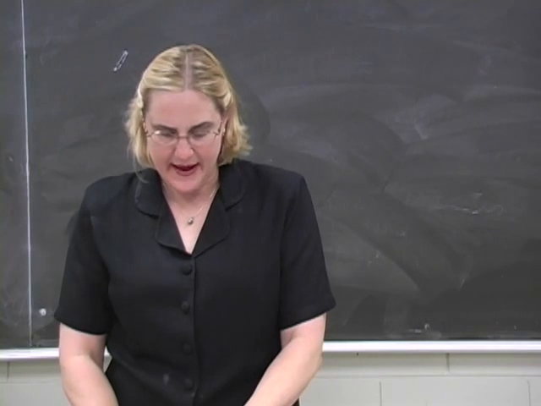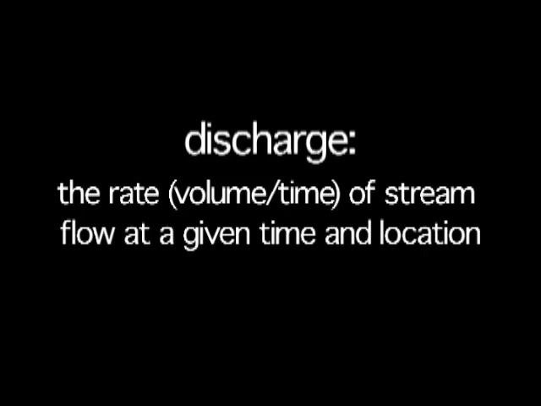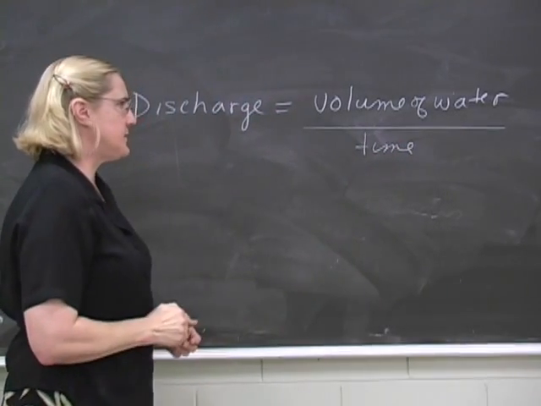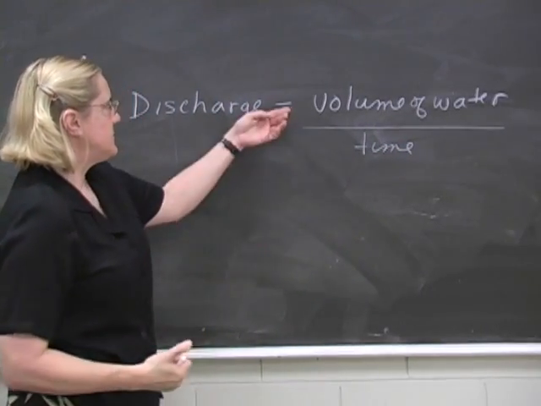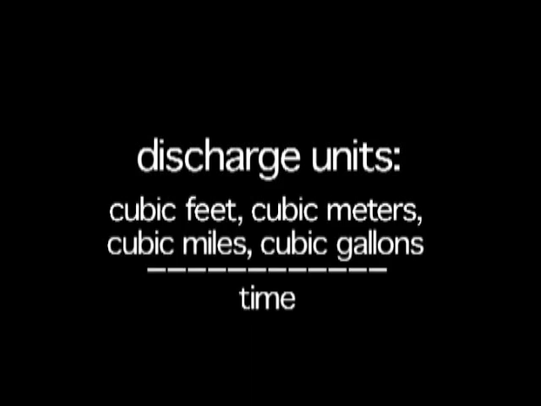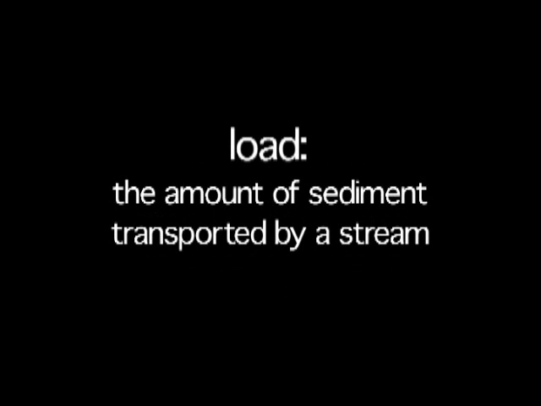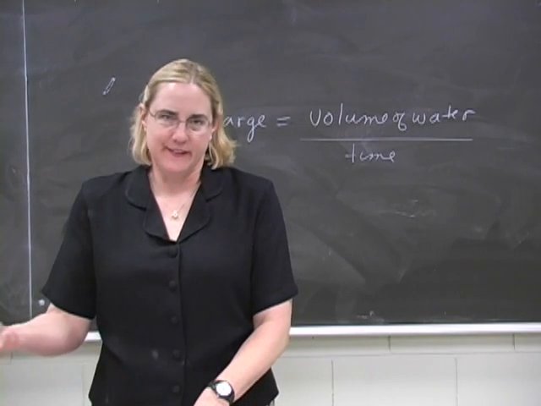The amount of stream flow that's measured is called discharge. And discharge is essentially the volume of water that flows past a given point per time. And this is usually measured in something like cubic feet or cubic meters or cubic miles or gallons per time. And the load is actually the sediment that's carried in the stream. And that can be anything from large pieces of gravel to fine clay and silt.